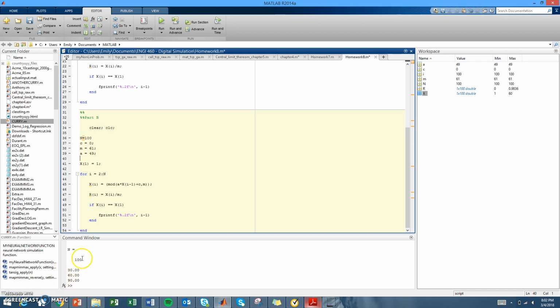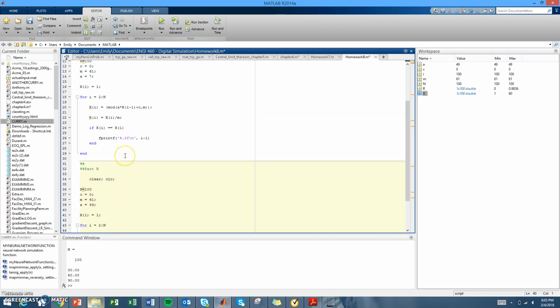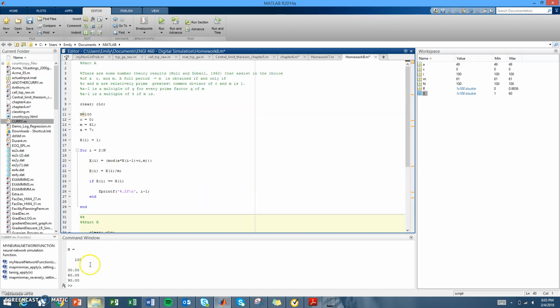So why this is giving us three answers this time is because N is 100, so every 30 iterations it prints out where it starts repeating, so that's why we have 30, 60, and 90. And this also holds up to this theorem up here for the periods.